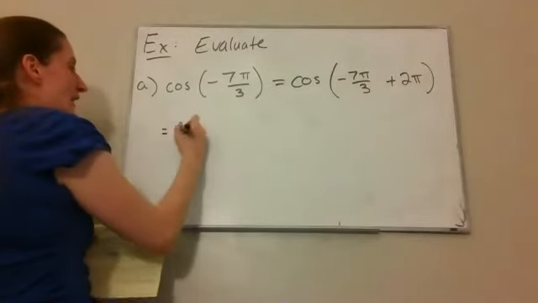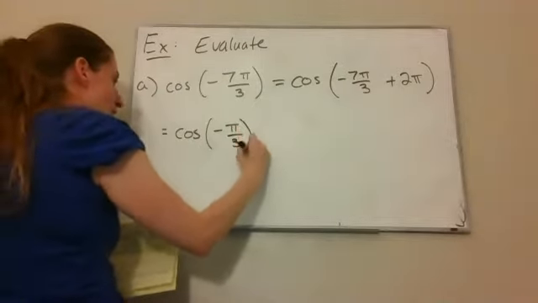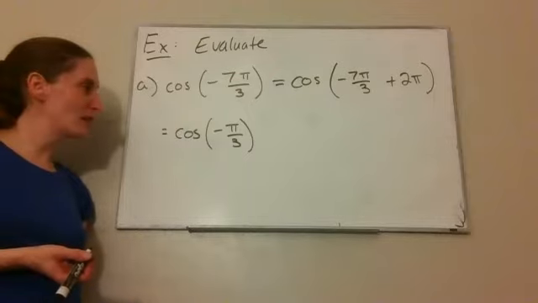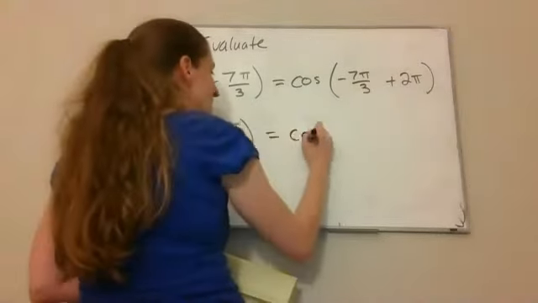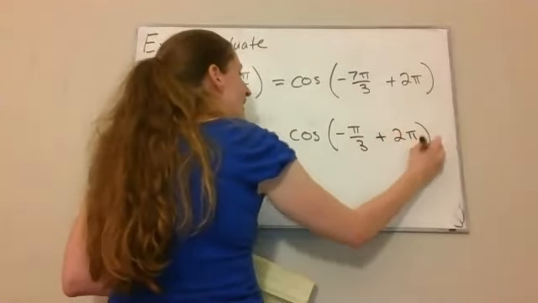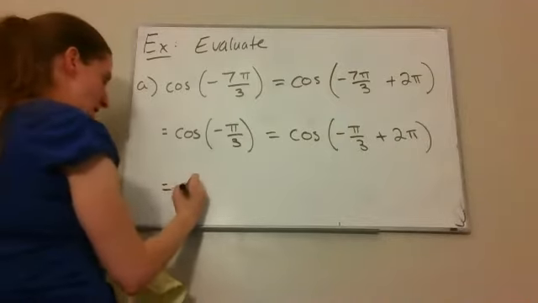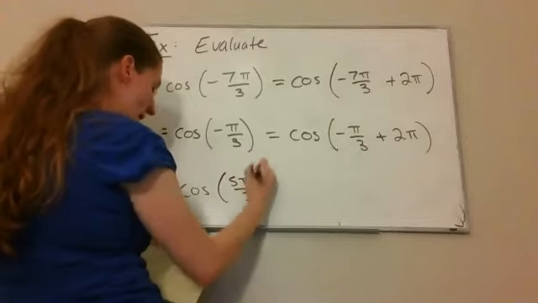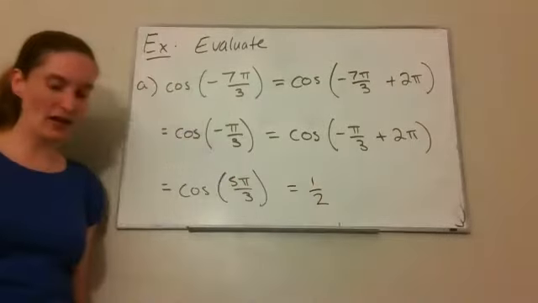Simplifying inside the parentheses, that gets me cosine of negative pi over 3. Now that's still not something I have memorized on my unit circle, but I know the period is still 2 pi, so let me do it again. Using that property, I know I can add another 2 pi inside the parentheses and still have the same end result. Simplifying within the parentheses gets me cosine of 5 pi over 3, which is a value on my unit circle. I get 1/2 for that result.